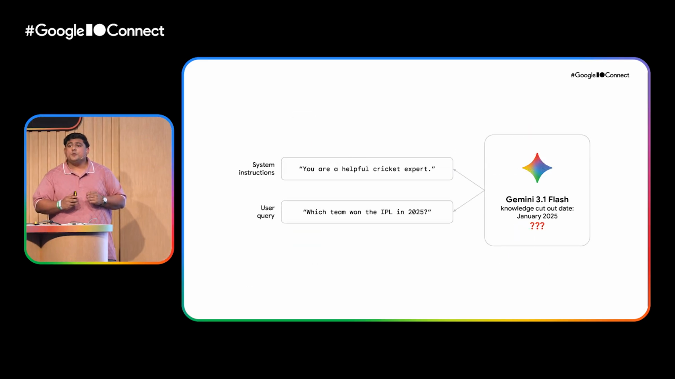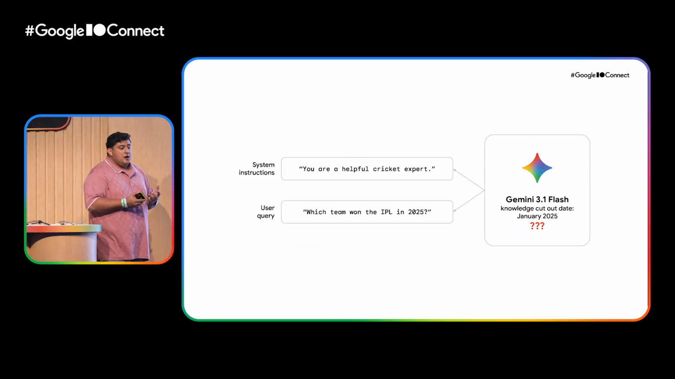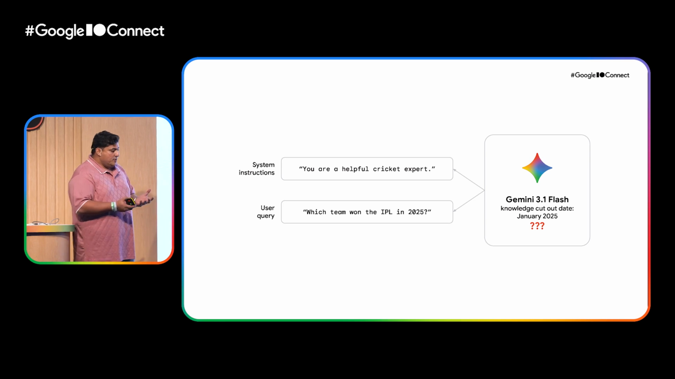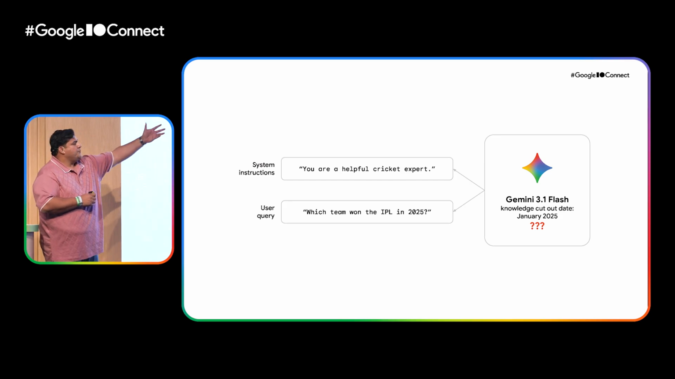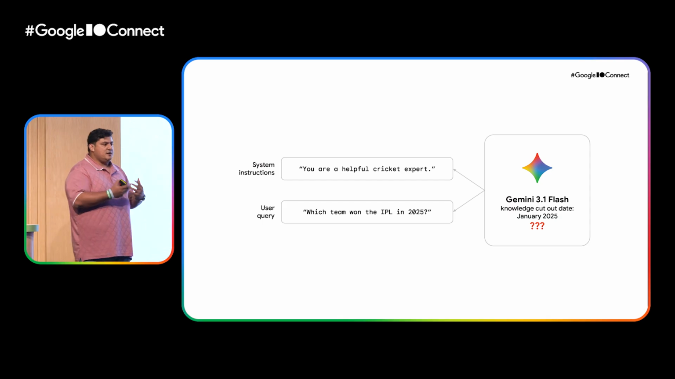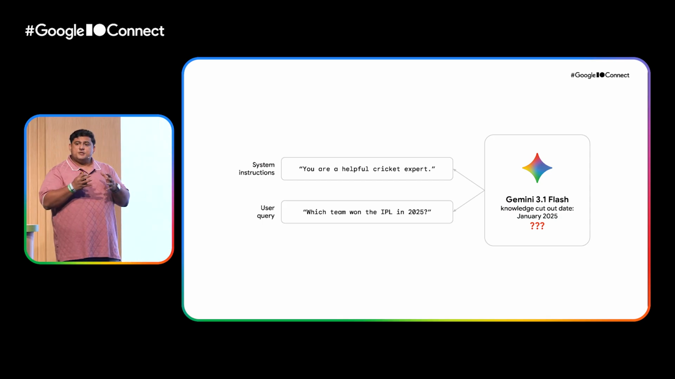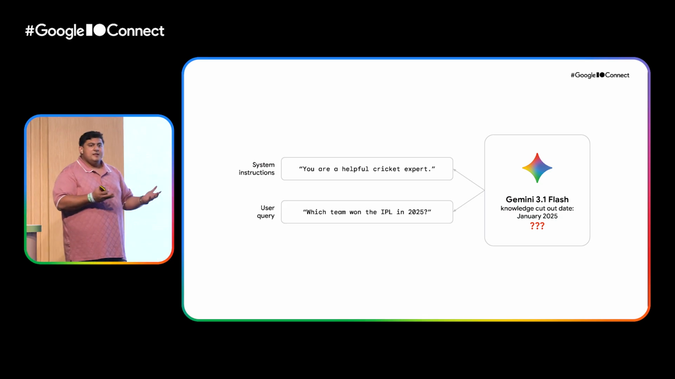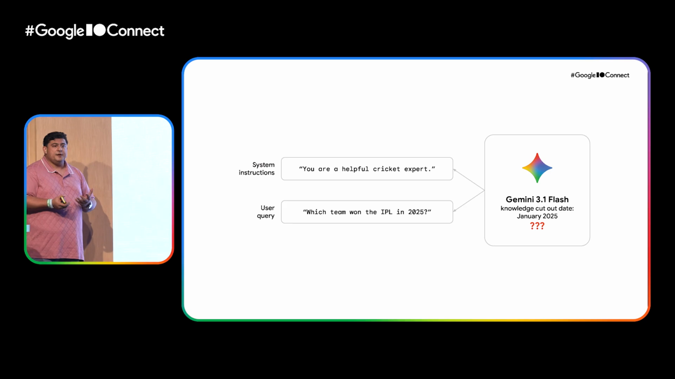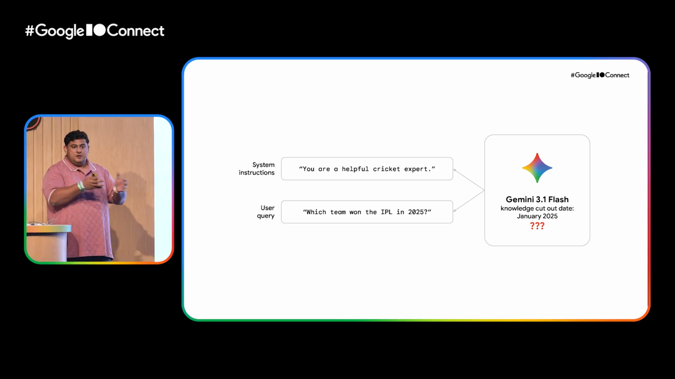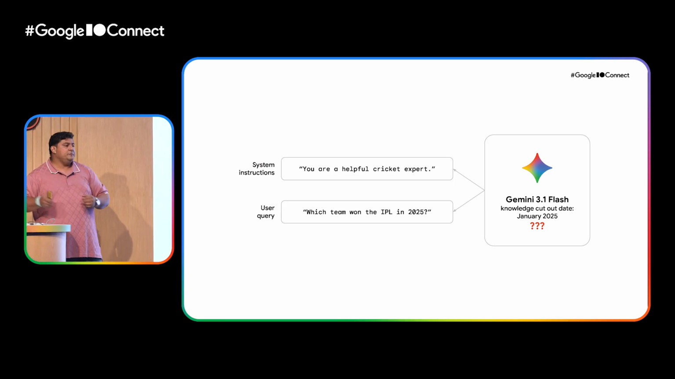For the past few months, we've been adding grounding capabilities to the Gemini API. So let me share that with an example. Imagine you're building a cricket assistant using the Gemini API, and you start by giving it a system instruction like you're a helpful cricket assistant, and you want to ask questions to it and get responses. But if you ask a question about an event that happened after the training cutoff date, the model will not really know how to respond to that, right? Because it's not trained on that data. The event happened after the training data.